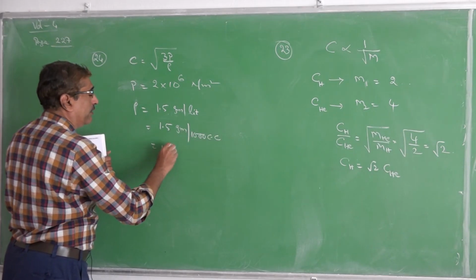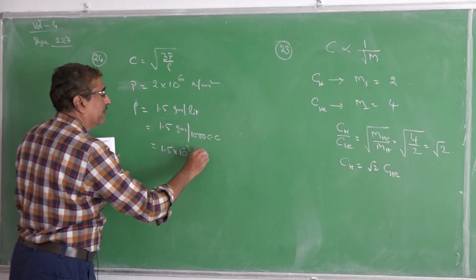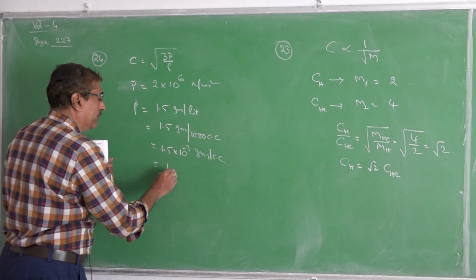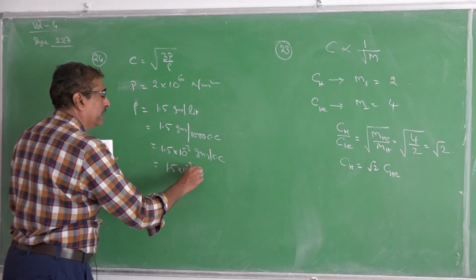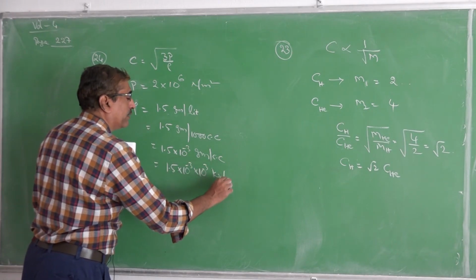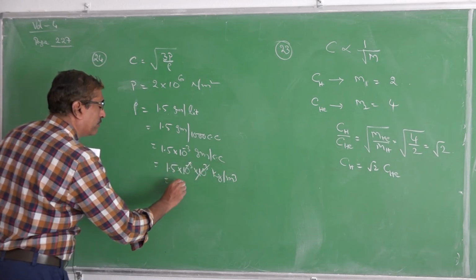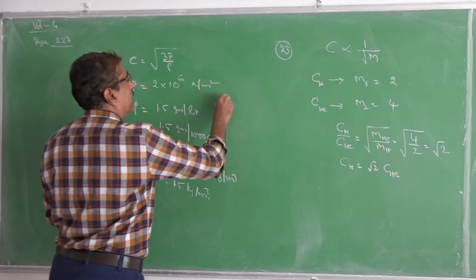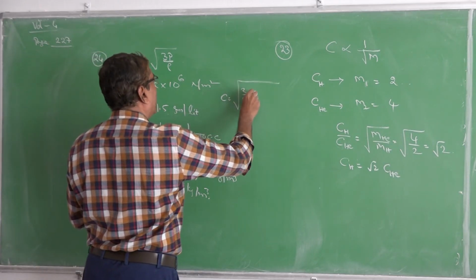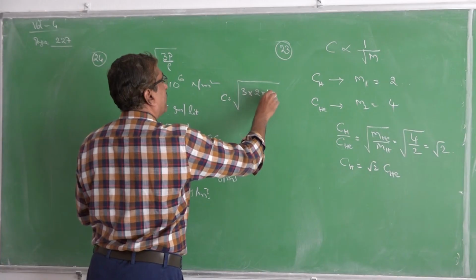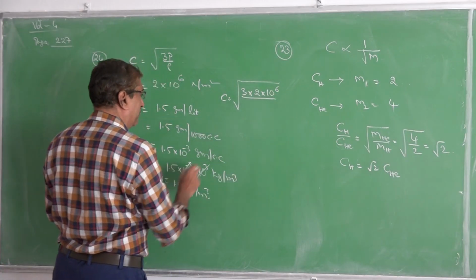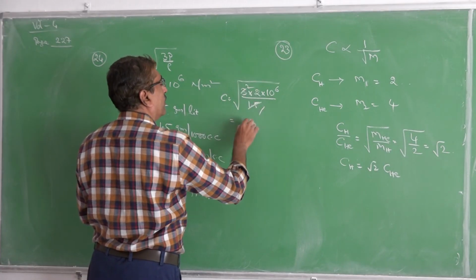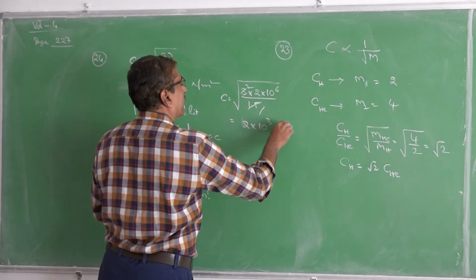That means 1.5 into 10 to the power minus 3 gram per cc. Directly converting into kg per meter cube, 1.5 into 10 to the power minus 3 into 10 cube, so this is 1.5 kg per meter cube. Now directly substituting, C is equal to square root of 3 into 2 into 10 to the power 6 by 1.5. This is 4 into 10 to the power 6, that is 2 into 10 cube meter per second.